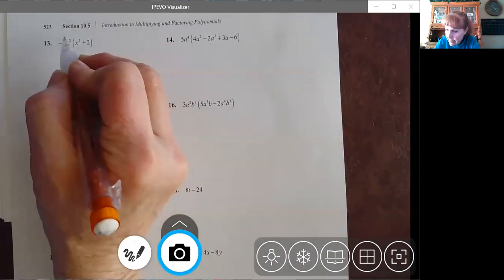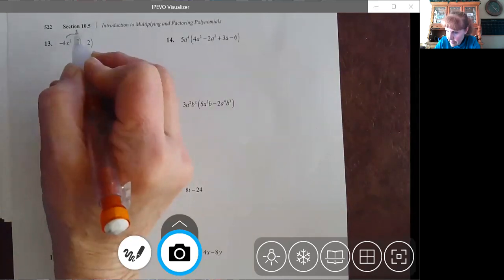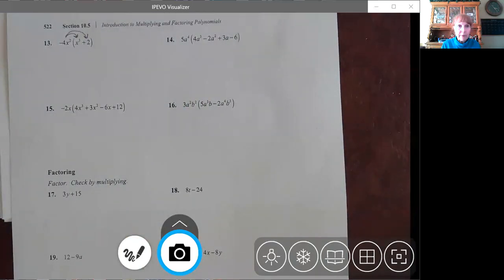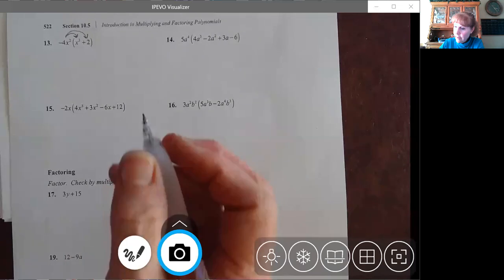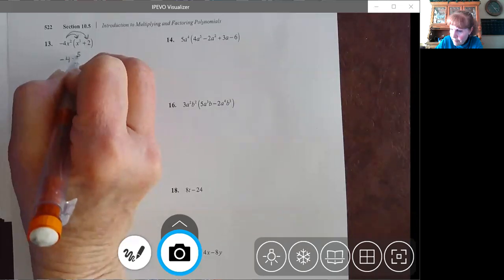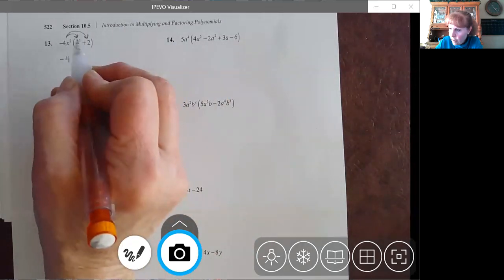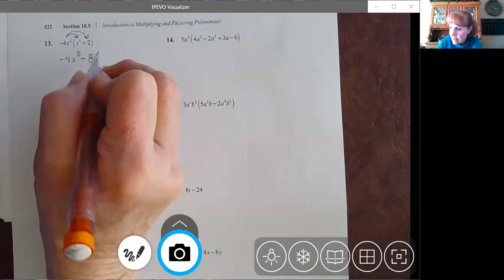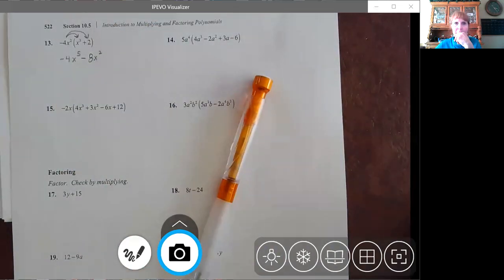So we're going to take this times this and this times this. Okay, so we're going to use the distributive property, adding exponents as we multiply. So a -4x squared times x cubed gives us a -4x to the 5th. This -4 times 2 gives you a -8x squared. Okay. All right.